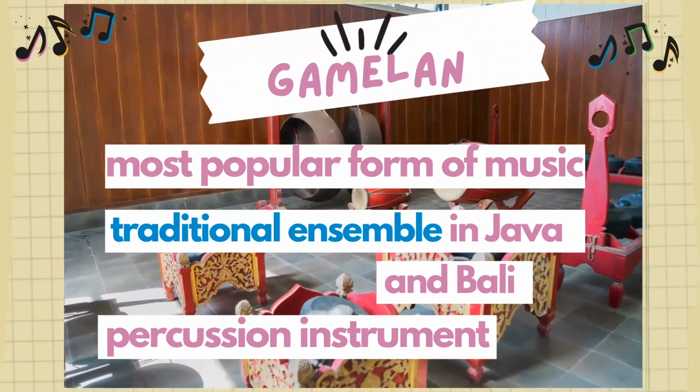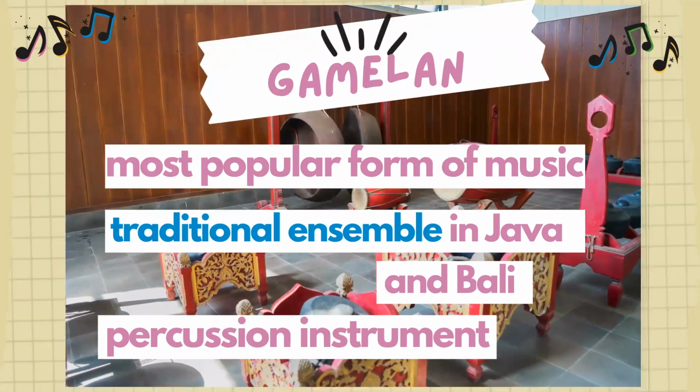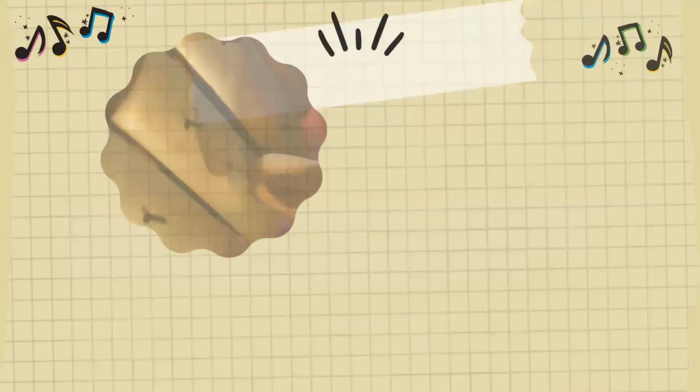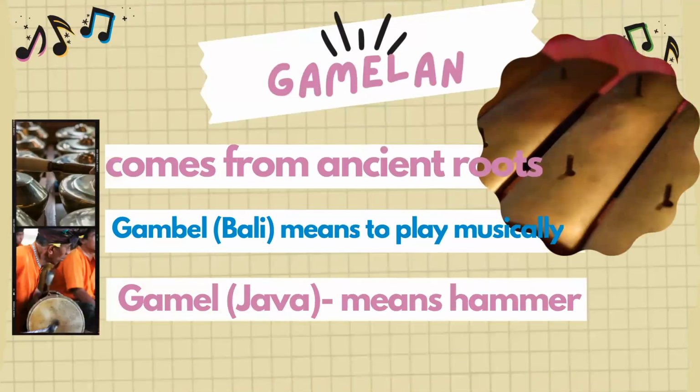Gamelan is the most popular form of music and a traditional ensemble in Java and Bali. Most of their instruments are percussion. When we say percussion, it is mostly played through striking, tapping, or hitting by hand or a stick. The word gamelan comes from ancient roots, gambel and gamel. The gambel is from Bali, which means to play musically, while gamel in Java means hammer.